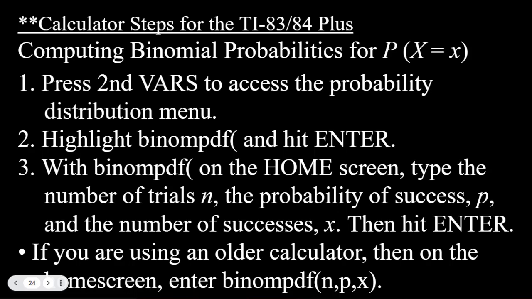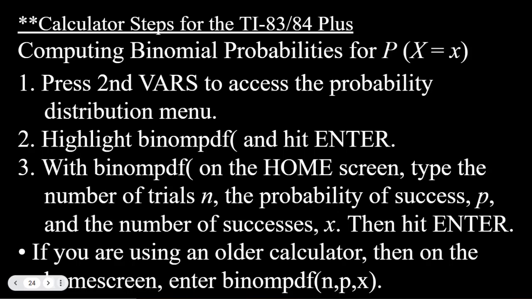So here are the steps that we would use with a calculator to find that probability for a binomial experiment. To compute these probabilities where P of X equals lowercase x, number one, we're going to press the second variables button. That's going to be a new one. We haven't used that one yet. It accesses the probability distribution menu. We will be using it a lot more from this point on. Number two, highlight binomPDF, which stands for binomial probability distribution function, and then hit enter.